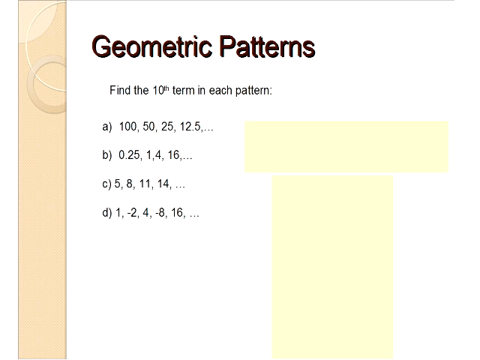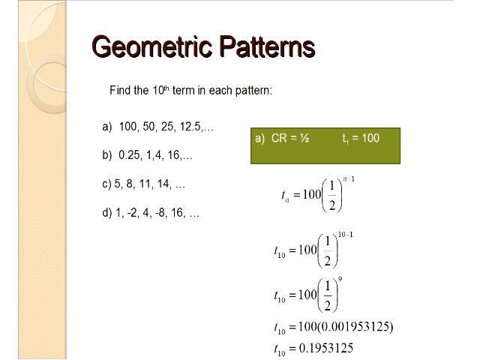So here's an opportunity for you to find the 10th term in each of the patterns. So again, I'll go over these, and you can pause this now and try these if you wish. So the first example, we have a common ratio of 1/2, 50 divided by 100, and the first term's 100. So there's our equation. We can plug in n equals 10, and we can solve this out. And this is useful to use your calculator. And I just kept as many decimals as possible.